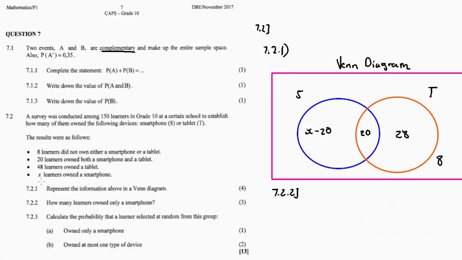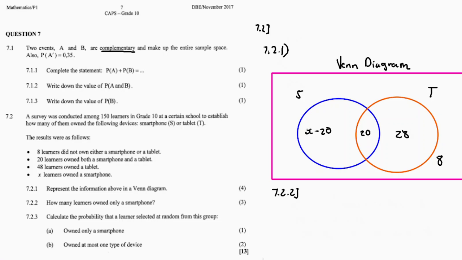So sifuna ukwazi ukuthi what is the value for x. Sifuna ukwazi ukuthi what is x minus 20, but in order to calculate this x minus 20 we need to find x ekuqala, since sifuna how many learners who owned only ama smartphones. So only ama smartphones, it's within this blue circle but outside the intersection. So sifuna x minus 20, that's where we find only ama smartphones.